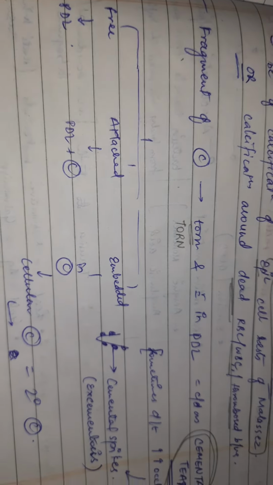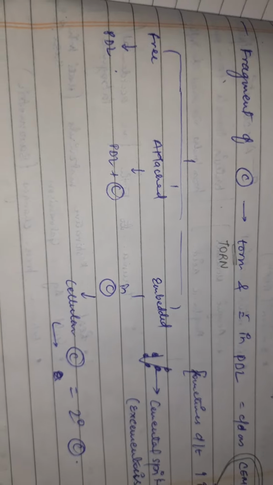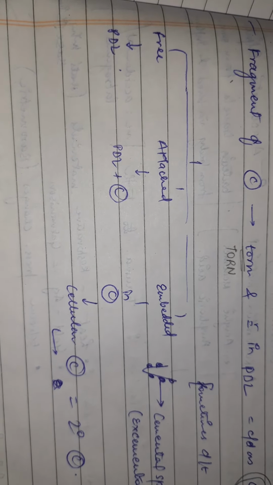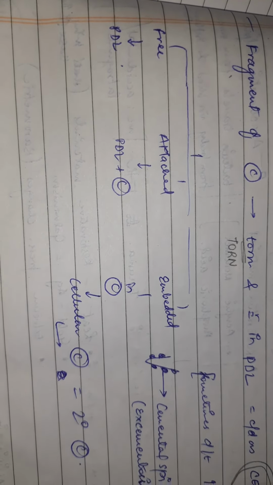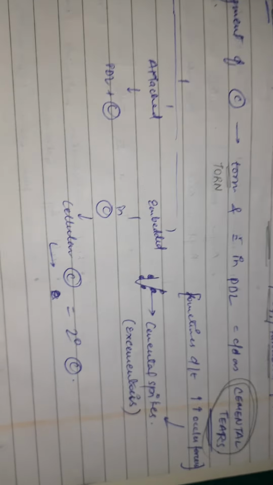These are also further divided into free, attached, and embedded. Free is in the PDL, attached is in the PDL plus cementum, and embedded is in the cementum, secondary cementum. Okay, this completes this chapter.